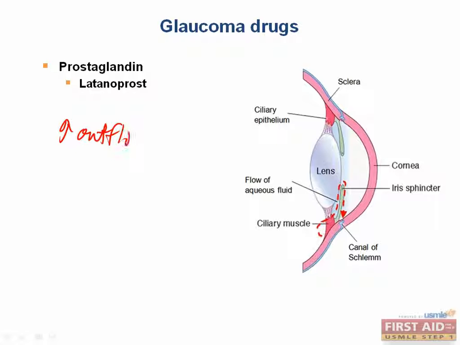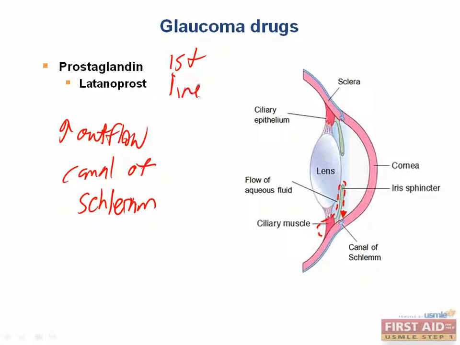Lastly, the prostaglandin analogs like latanoprost increase outflow through the canal of Schlemm. These drugs are now widely used as the first-line therapy, so you should remember that. These are first-line for glaucoma.